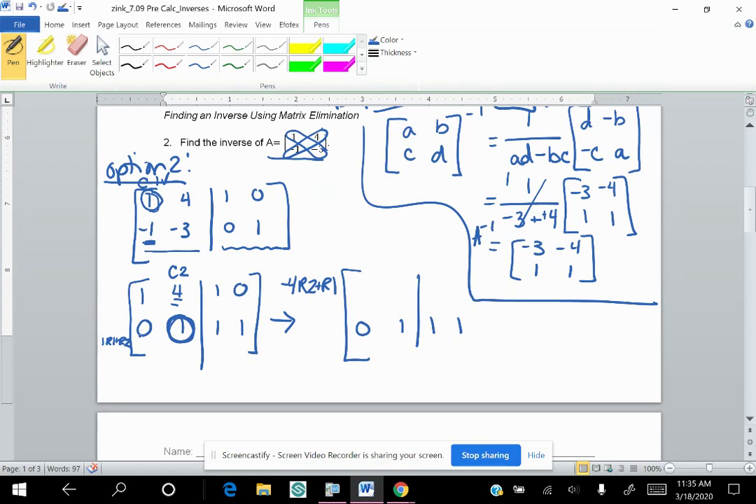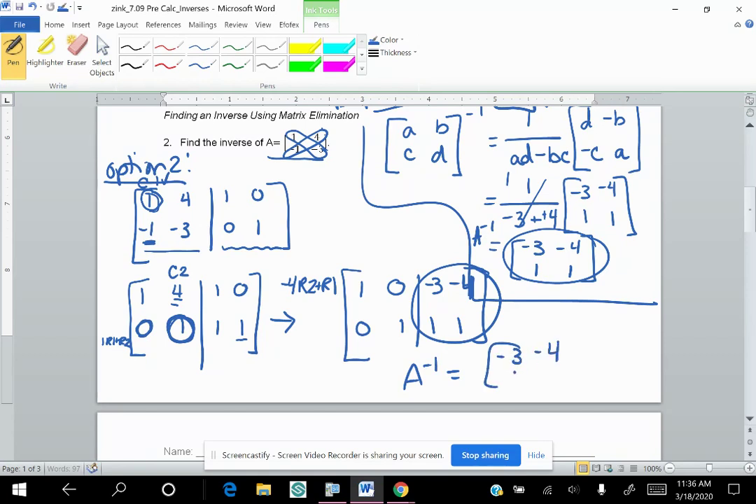So I've got -4 times 0 is 0 plus 1 is 1. -4 times 1 is -4 plus 4 is 0. -4 times 1, -4 plus 1 is -3. And -4 times 1 is -4 plus 0 is -4. So you should notice our answer we got over here is the same as over here. So the inverse of A would be -3, -4, 1, 1.